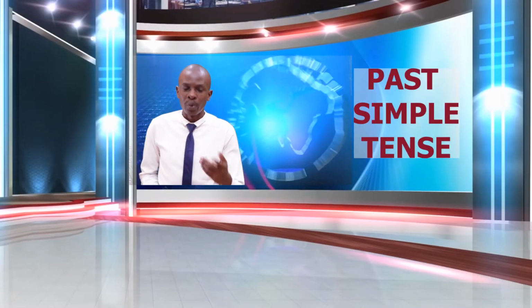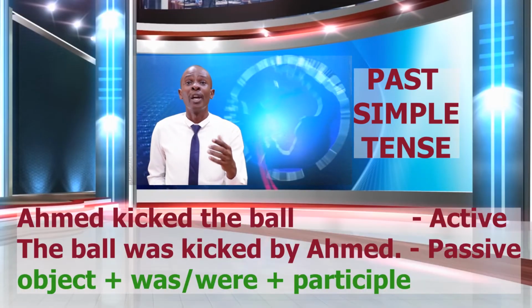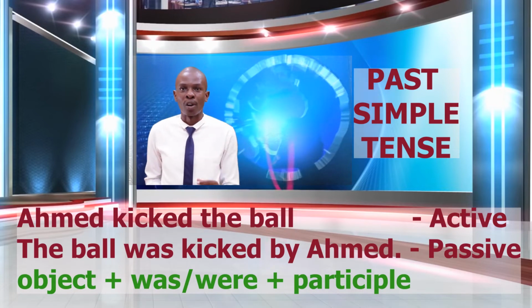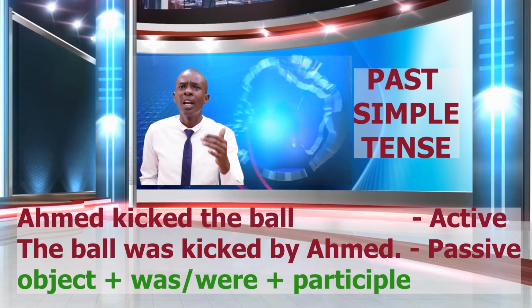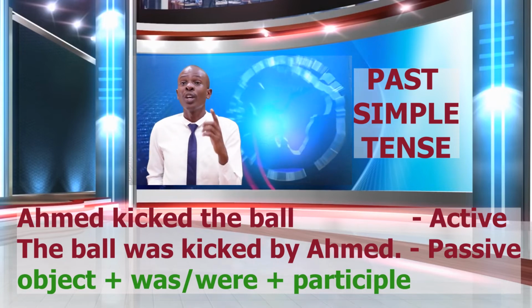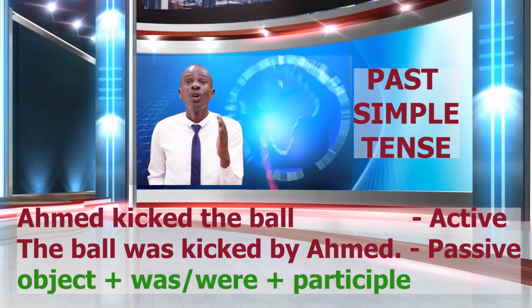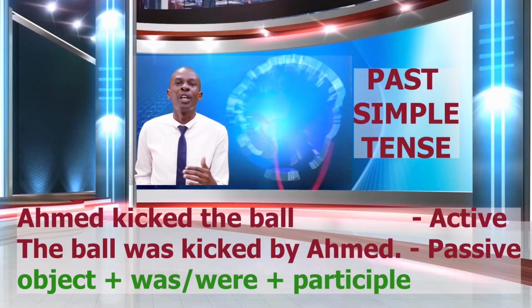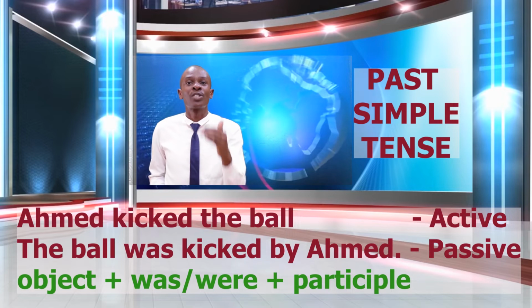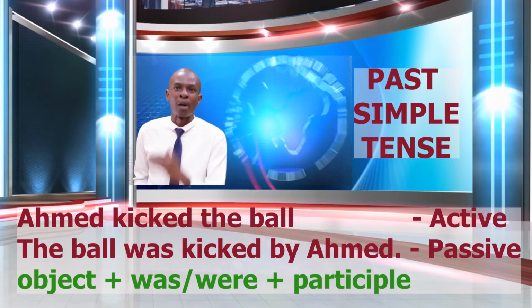Now let us look at the past tense. We have the past simple tense, and we have an example. Ahmed kicked the ball. When changing into passive voice, we use the helping verbs was or were. And our sentence will be, the ball was kicked by Ahmed.